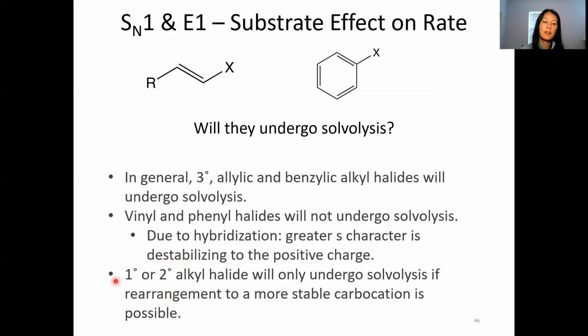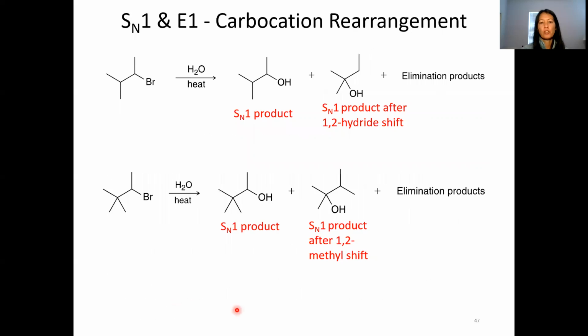And the primary and secondary alkyl halides will only undergo solvolysis if a rearrangement to a more stable carbocation is possible. So I'll show that here. First of all, I have a secondary. This can actually give a mixture of products. So you could get the SN1 product here directly, or the carbocation that you form here is right next to a tertiary carbon, so you could get a hydride shift to give the plus charge now here, and that can give you the substitution with the water and give you this second product.